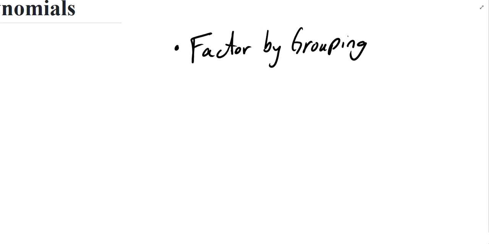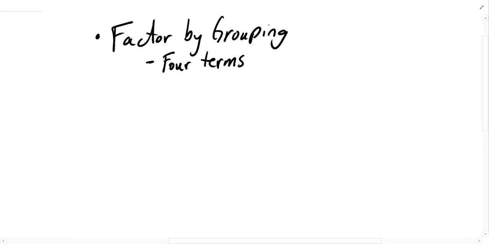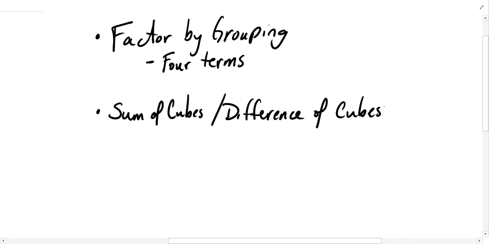The first one is called factor by grouping, and this technique is really good for polynomials that have 4 terms, like we have here in our first example. Another factoring method that is common for higher degree polynomials is called the sum of cubes or the difference of cubes.